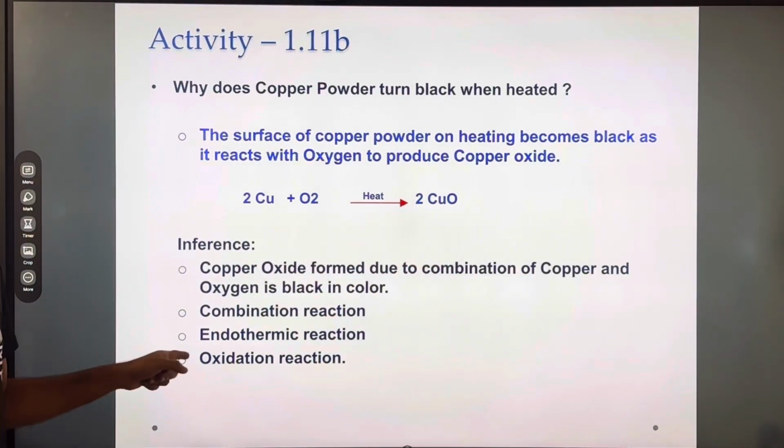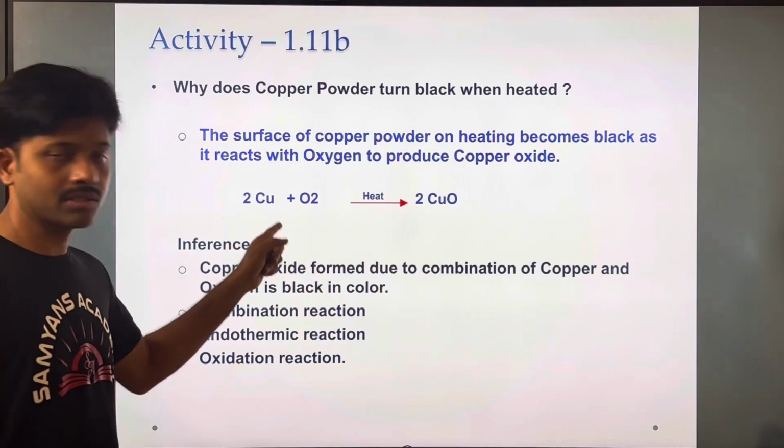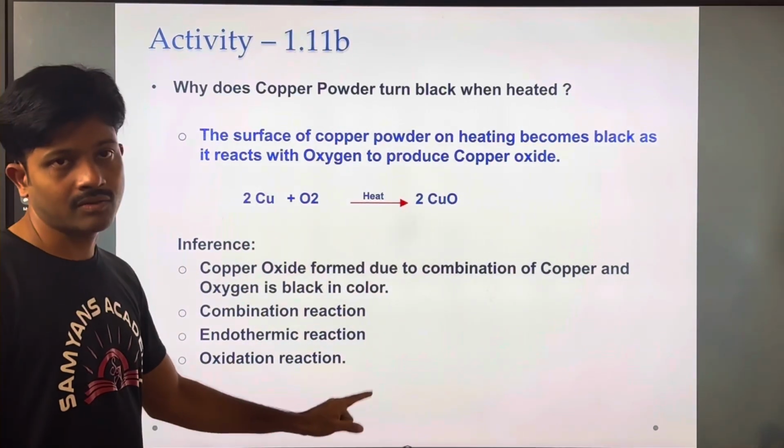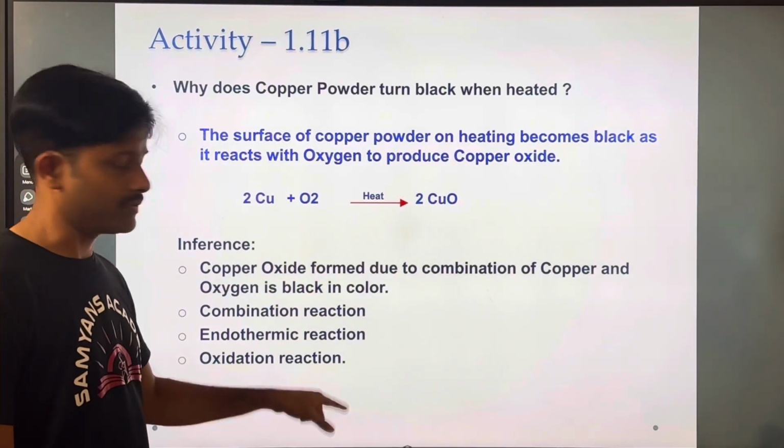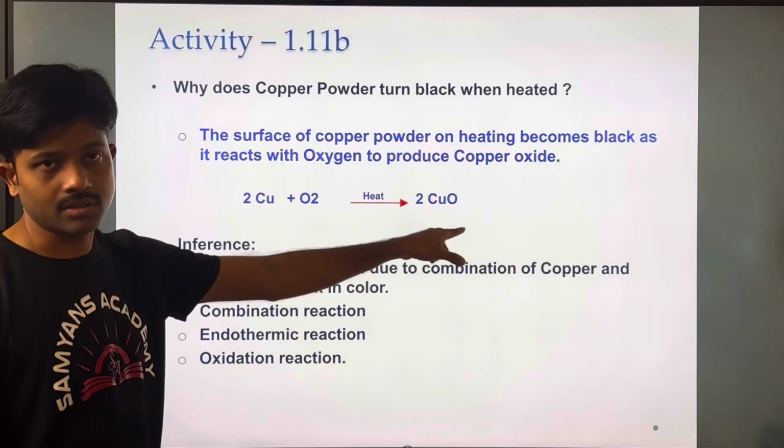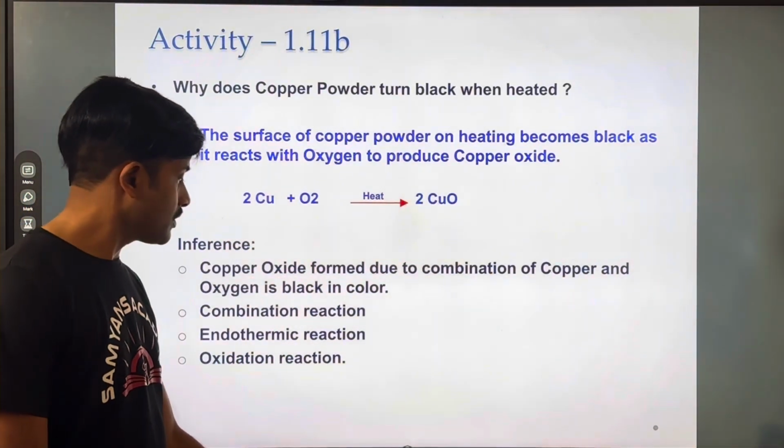And this is an endothermic reaction. Why? Because we are giving heat to the copper. We also call it an oxidation reaction. Why? Because the copper is combined with oxygen, right? It is the addition of oxygen, and so it is called an oxidation reaction.